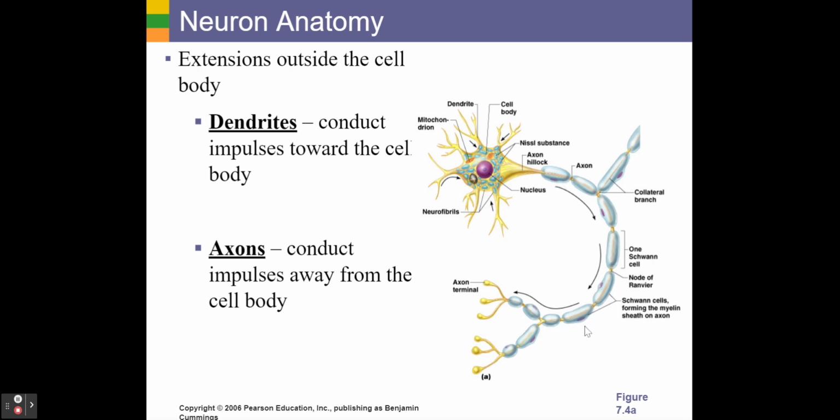You see some of these other pieces I was talking about. So these are the myelin pieces. These are actually what are called Schwann cells, and then there are little gaps in between them called nodes of Ranvier. Okay.